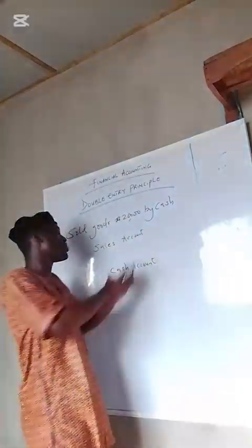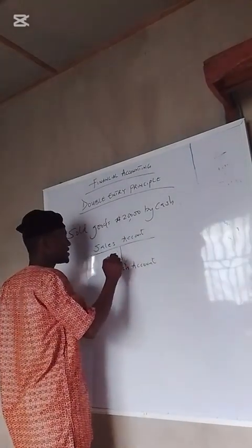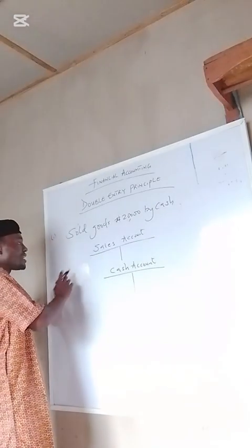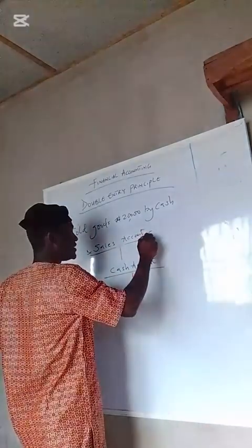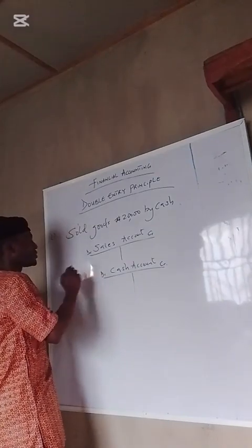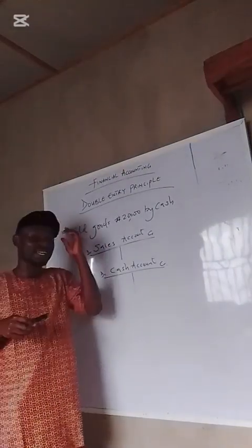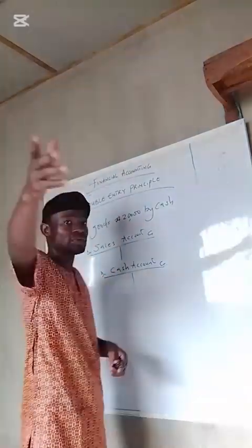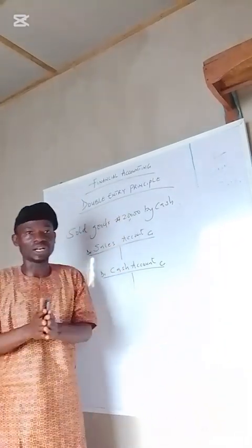Now, having identified the sales account and cash account: in accounting, the left side is called the debit side, while the right side is called the credit side. So when you sell out goods, when you give out goods, you credit the giver and you debit the receiver. That's what the law says.